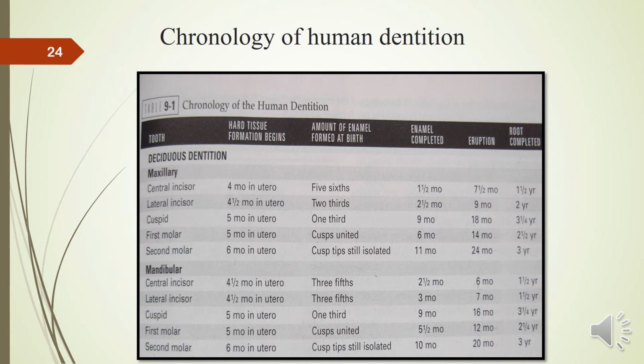So to answer that question, you need to remember the chronology of eruption. When I give you an example of a mother who brings in a 24-month-old child, and she says, doc, my child is already 2 years of age and he doesn't have any teeth, is it normal? Right? So can you look at this chart and tell me, a child who is 24 months old should have how many teeth?